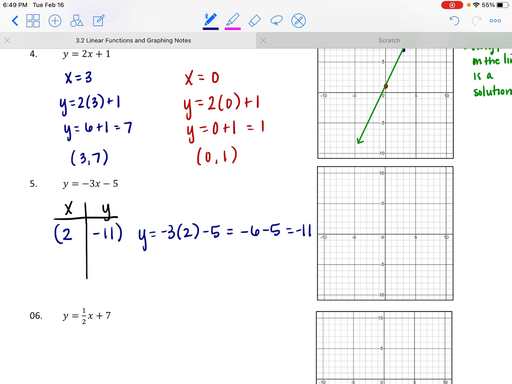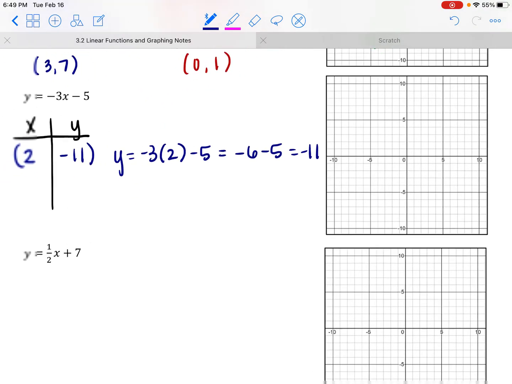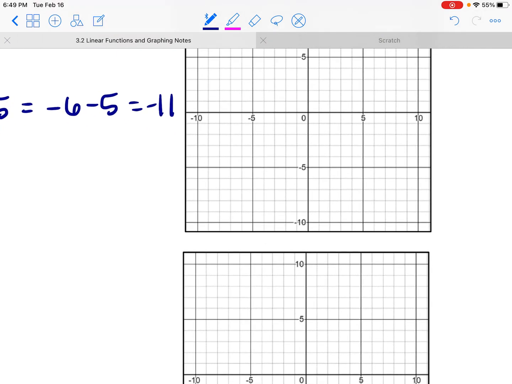And I did not make my graph go that far. Goodness, I should have picked something a little more strategic, but let's see. I could probably fit it in. So (2, negative 11) means go right 2 and down 11. Oh yeah, that's right. It's right there, right on the edge of my graph.